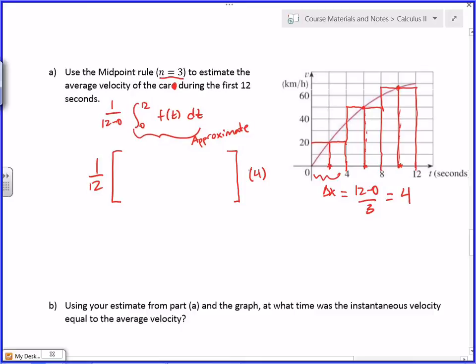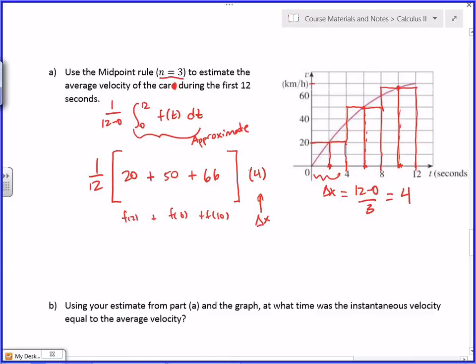That's delta x. What's f at 2 plus f at 6 plus f at 10? F at 2 is what, 20? Plus f at 6 is 50. Are y'all following me where I'm getting these numbers? The height of the curve at the midpoints? Plus, yeah, we'll estimate that. 65, 66. 66 looks good.